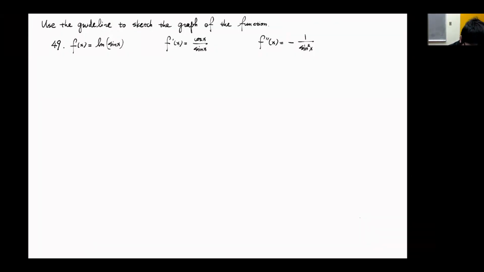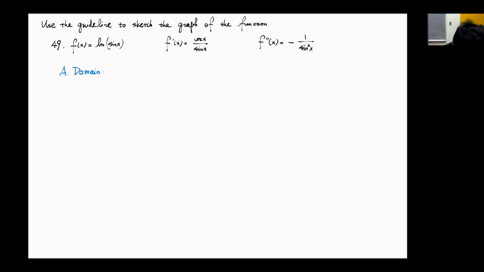Okay, we will conclude this supplementary video with the last example that involves a logarithmic function. We are asked to draw the graph for the function natural log of sine of x. Let's see how we should proceed. Again, what do we start with? We should start with the domain.